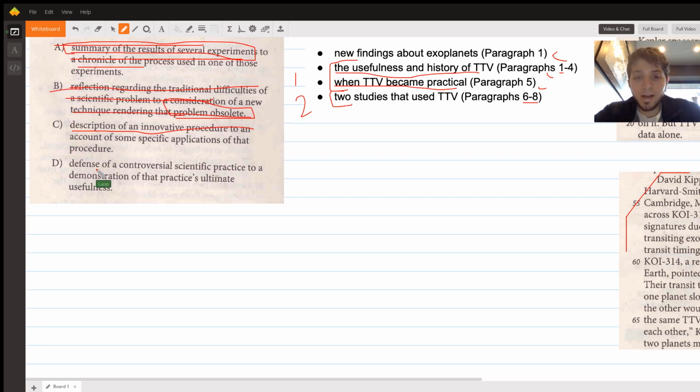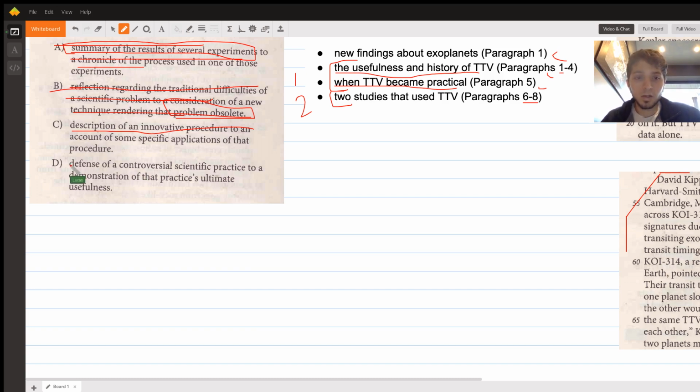D says we start with a defense of a controversial scientific practice to a demonstration of that practice's ultimate usefulness. The only possible candidate for this would be TTV, I guess, using TTV, but there's nowhere that it says it's controversial. Controversy is a strong, loud claim. Again, meaning that if there is controversy in this passage, you're going to know because they're going to tell you in advance this is controversial. So we don't really see that at all.